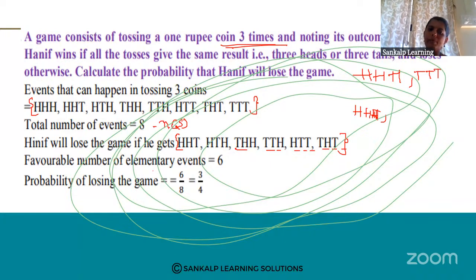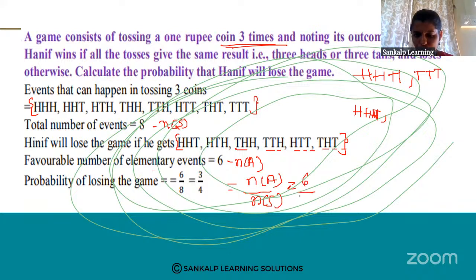That means number of favorable outcomes is 6. This I will call n of A. So probability of losing the game is n of A divided by n of S. So favorable outcome is 6. Number of total outcomes is 8. 6 divided by 8. 2 3s are 6, 2 4s are 8. That means 3 divided by 4. This is the probability of losing the game.